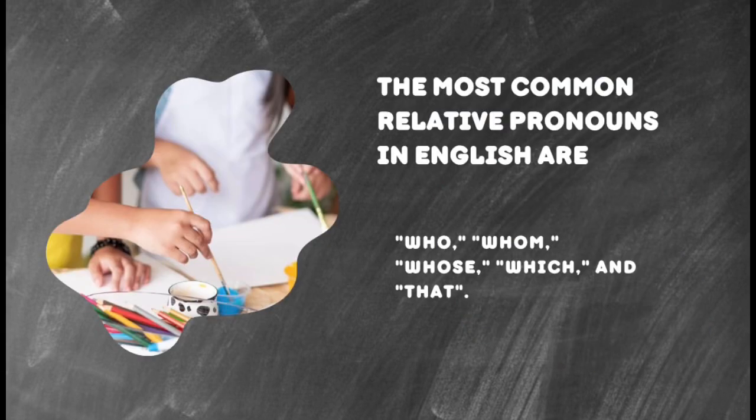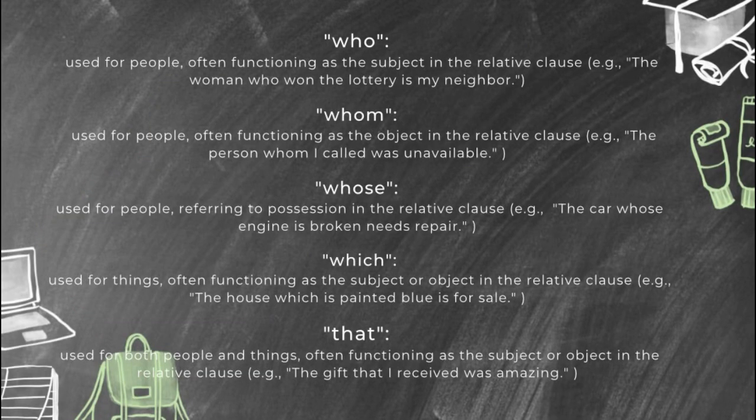The most common relative pronouns in English are who, whom, whose, which, and that. They are used to introduce adjective clauses. When you're going to say adjective clauses, these are dependent clauses that function as adjectives, modifying nouns or pronouns. They provide descriptive information about the word they modify. These are the examples of relative pronouns.